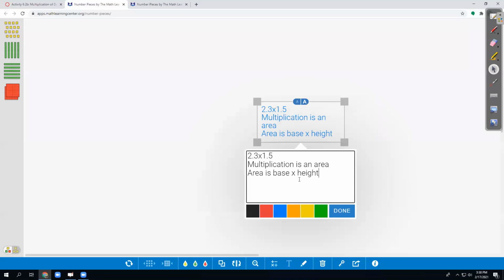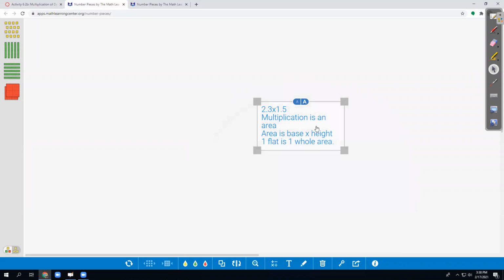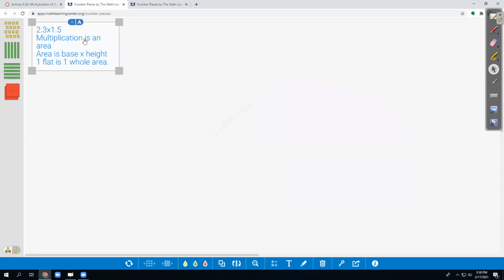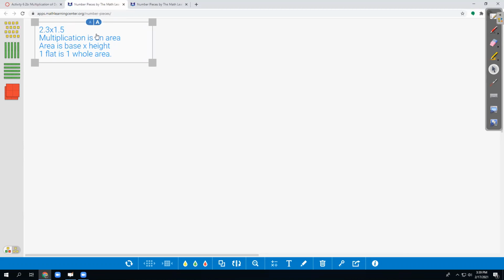So put a little initial information about the problem somewhere, usually near the top. And then one flat is one whole area. So that kind of gets me set up, and I can put that somewhere and it adjusts a little bit, and you can blow it up if you want. I think that's already the big, oh, it gets bigger, yeah, a lot bigger.